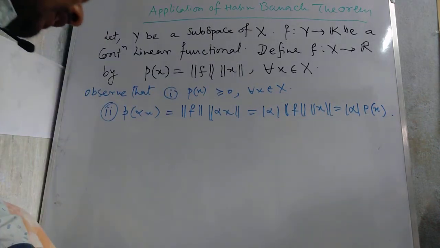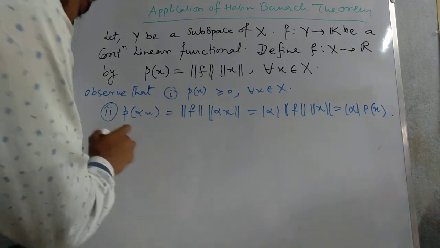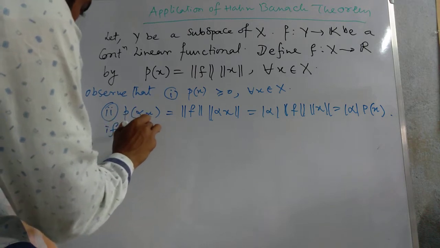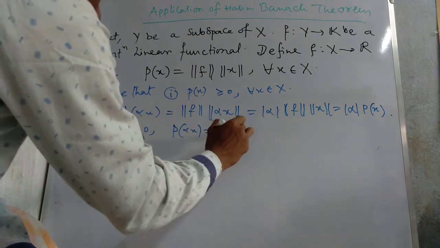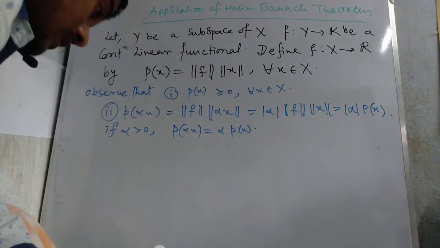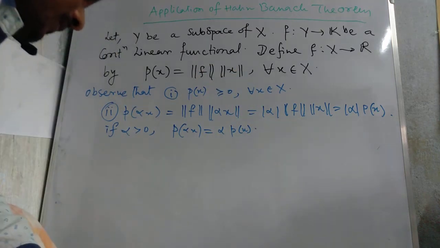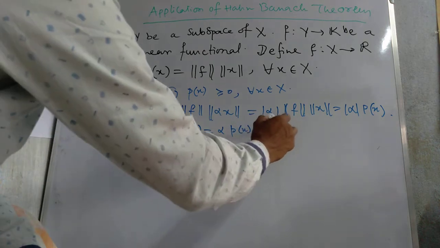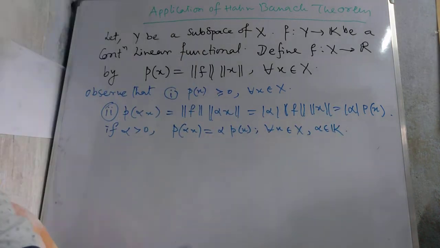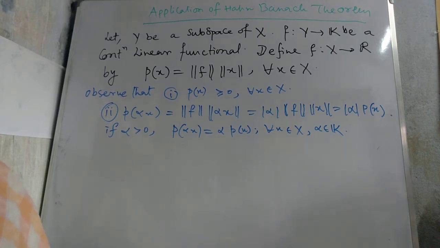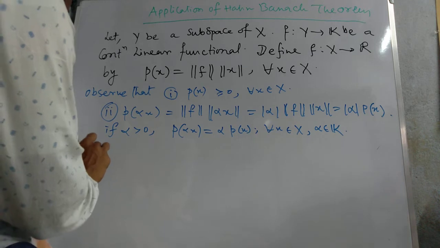Then if alpha is greater than 0, p(alpha x) equal to alpha p(x). That means p is homogeneous for all x belonging to X and alpha belonging to K. Okay, next we discuss the third part.